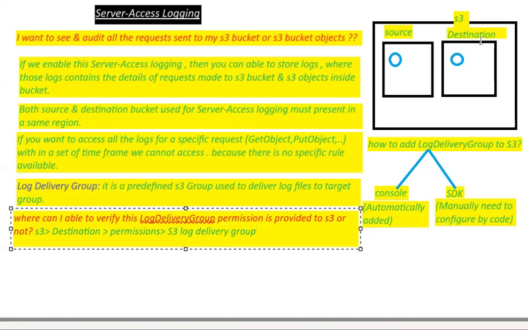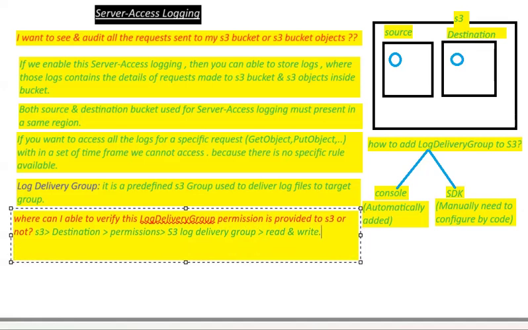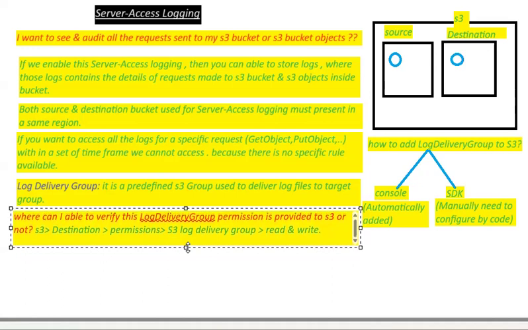You can see this Log Delivery Group has both read and write permissions, which we provided. So if you provided the Log Delivery Group permission to S3, you can check it this way: in the destination bucket, under the Permissions tab, you can see whether the S3 Log Delivery Group with both read and write permissions is present or not. In that way, you can verify whether you provided the permissions or not.